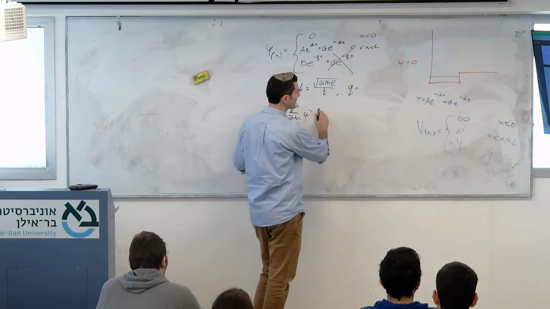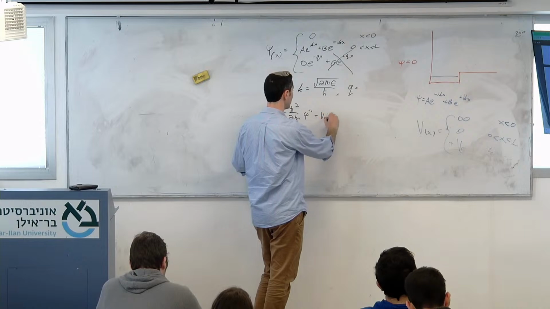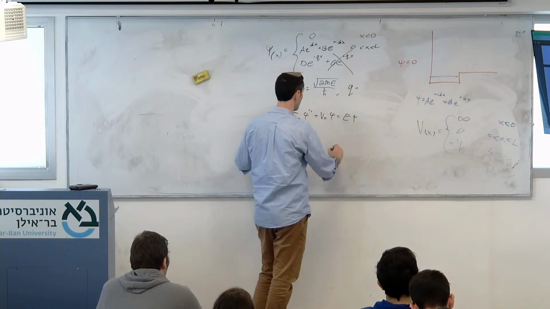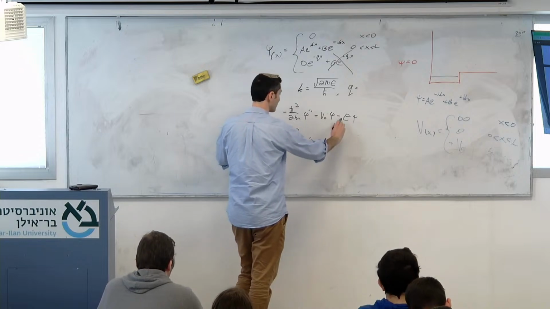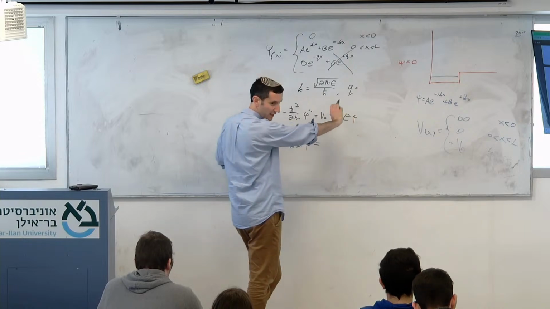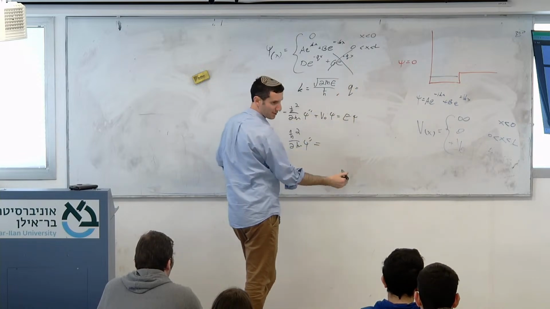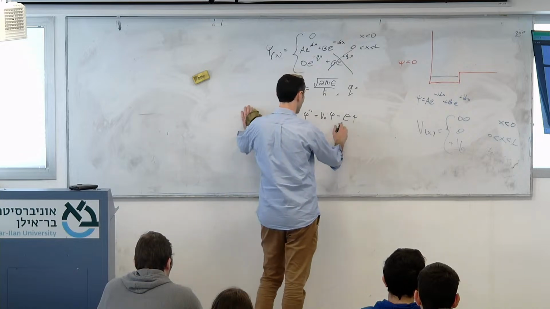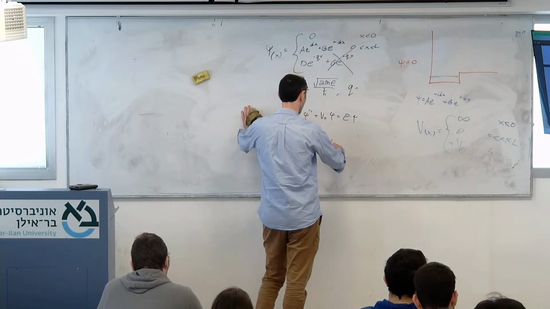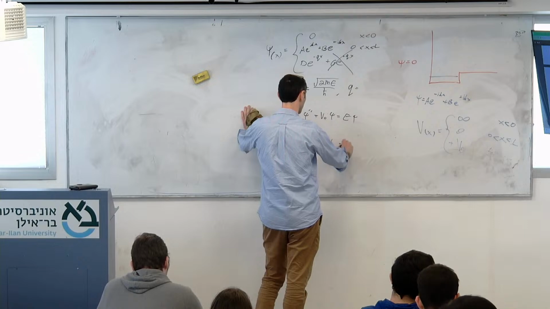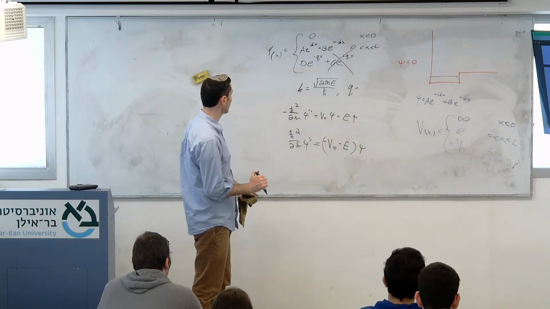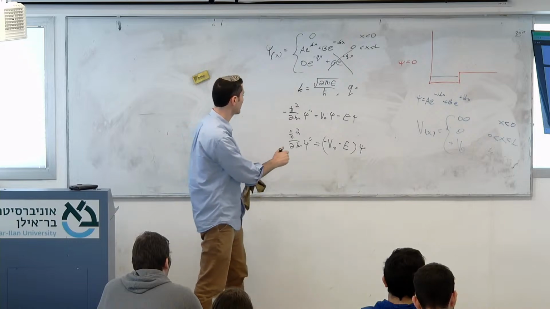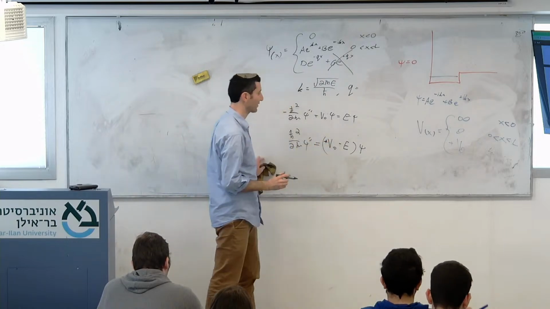I'm going to do minus h bar squared over 2m psi double prime plus V naught times psi is equal to E psi. So h bar squared over 2m psi double prime is equal to, I'm moving the V naught to the other side and putting a minus on both. So here I have minus V naught minus E times psi, right? Wait a second. No, yeah, this is a plus. Right? Very good. Thank you.